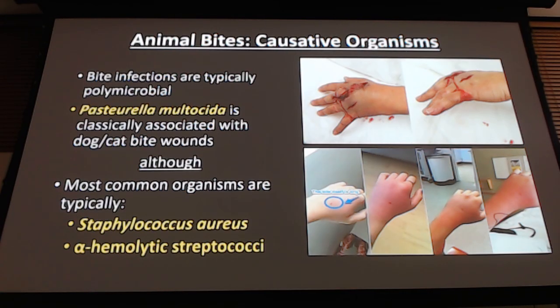But what's commonly associated with dog and cat bites is Pasteurella multocida. Okay? Commonly associated, right? Although the most common organism is which one? Staphylococcus aureus, those great clusters, right? So I want you guys to understand that. When you see Pasteurella multocida, you're going to see that in cat and dog bites, but the most common organism is still going to be which one?